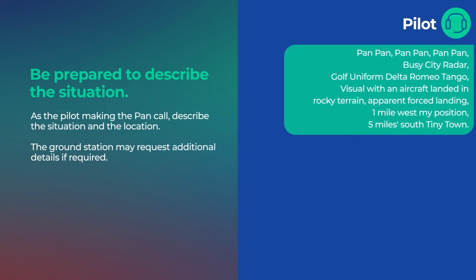Pan pan, pan pan, pan pan, busy city radar, Golf Uniform Delta Romeo Tango, visual with an aircraft landed in rocky terrain, apparent forced landing, 1 mile west my position, 5 miles south tiny town.